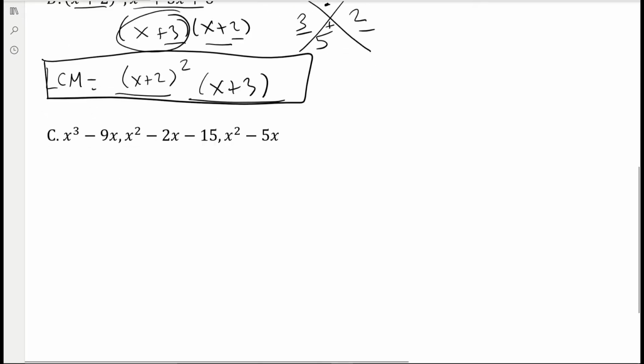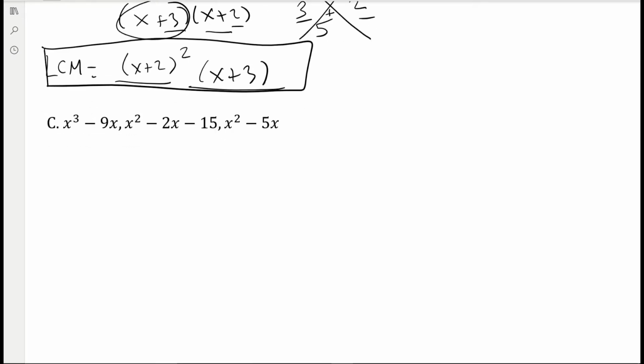Alright, let's look at the third part just to make sure that we get it. So this time we have 3 different expressions, and we'll have to find the least common multiple. So we're going to have to factor each expression. In this first one, you can pull out an x since they have an x in common. So if we pull out an x here, we get x times, and then in parentheses, if I pull an x from x cubed, well, that leaves me with x squared. If I pull an x from 9x, well, that's simply 9, and there's a negative in between.